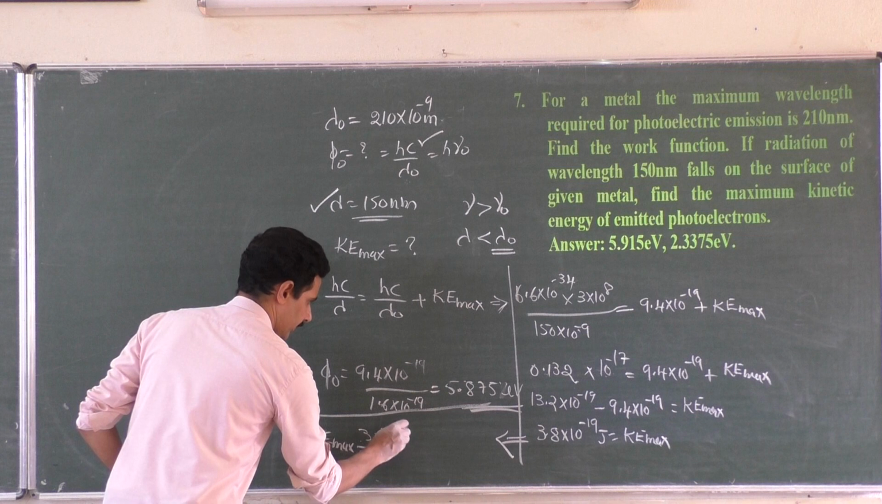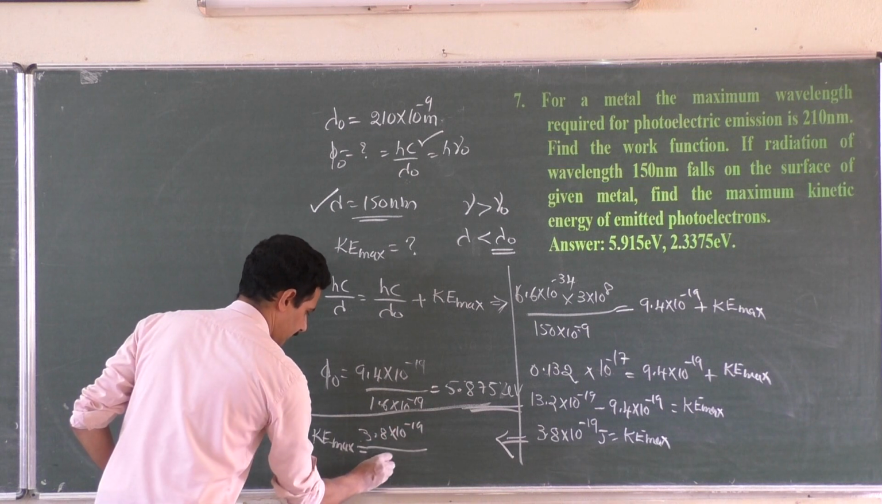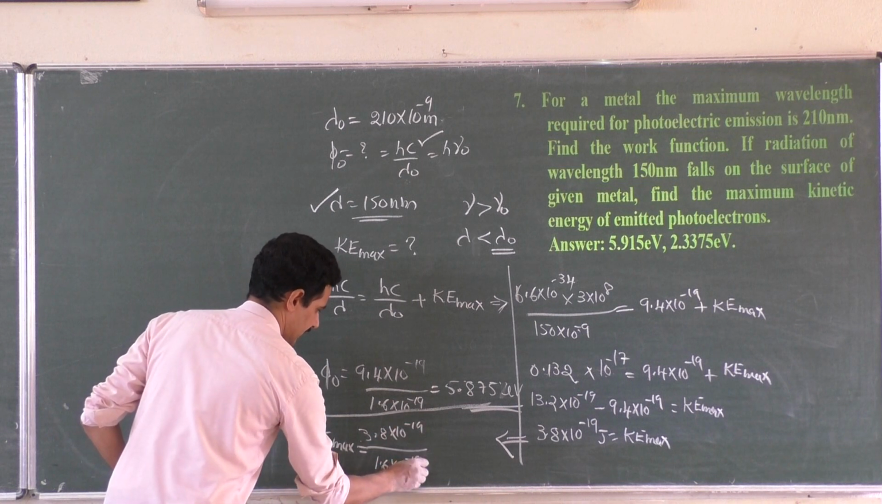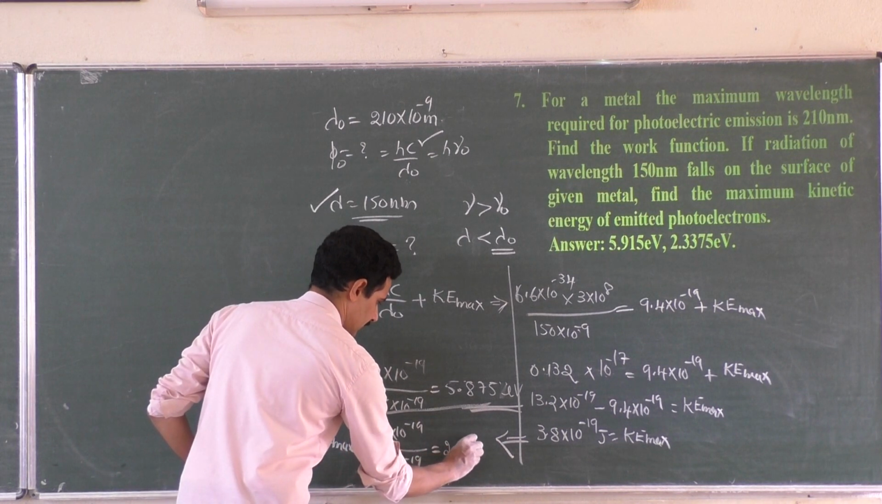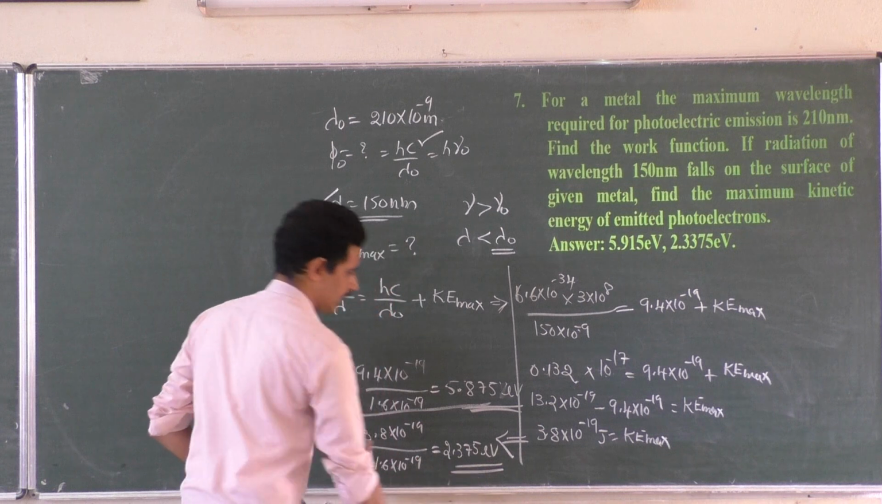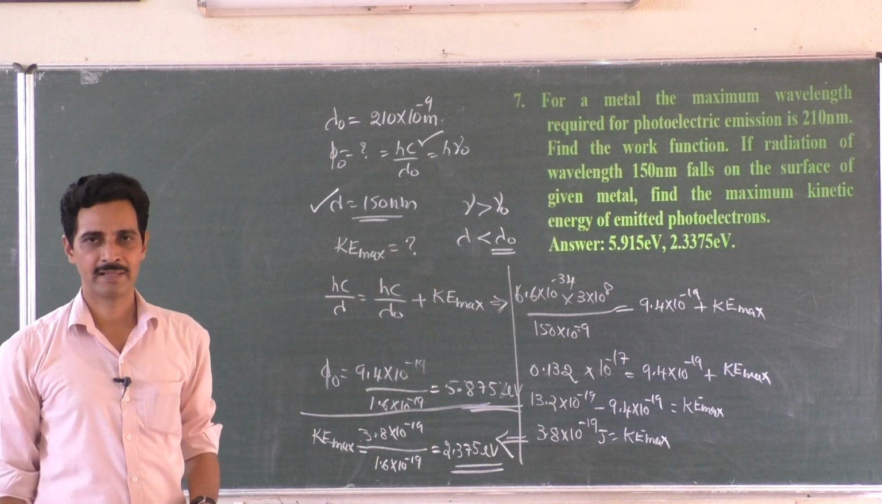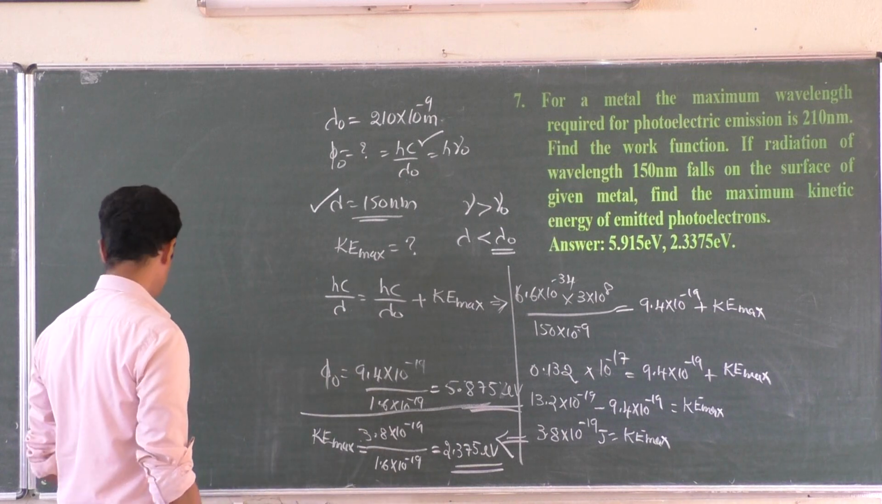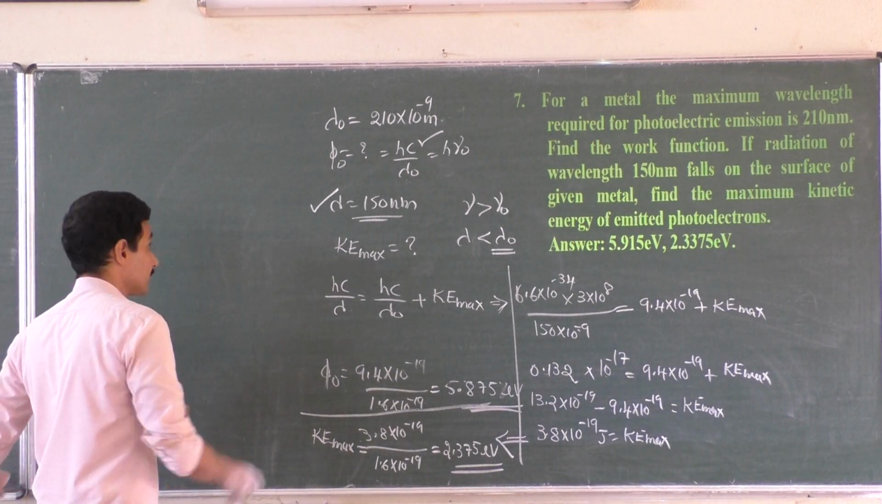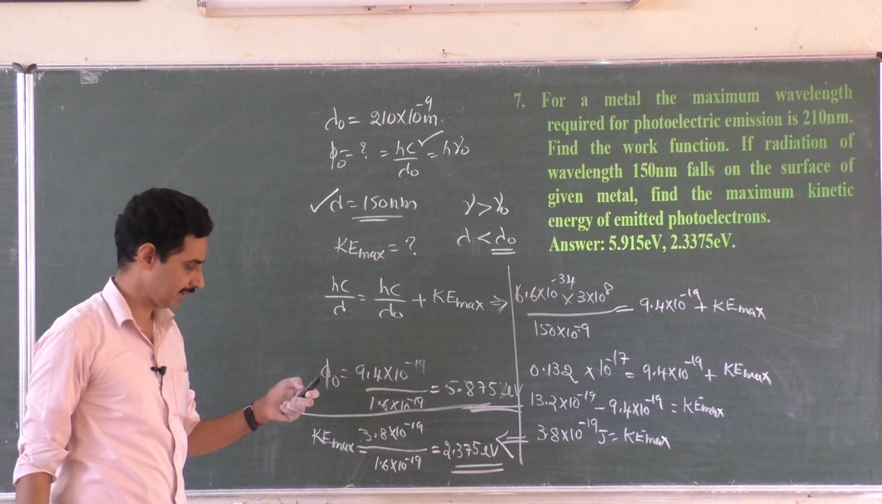3.8 into 10 to the power minus 19 divided by 1.6 into 10 to the power minus 19. That is equal to 2.375 electron volt. We have got the answer, right? So that's about this problem. Very simple again. Roaming around the same formulas, just small changes.